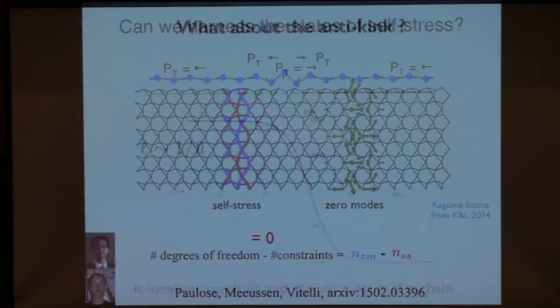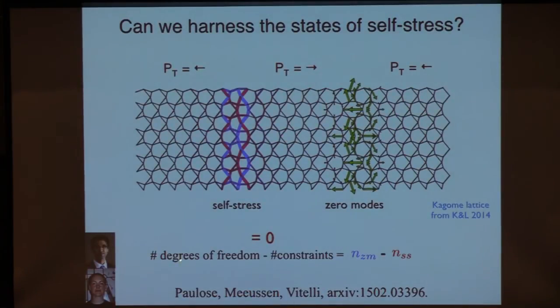Okay? And you remember that we had started this discussion by saying number of degrees of freedom minus number of constraints is the number of zero modes minus the number of self-stresses. We were saying the states of self-stress are like assignment of tensions in the bonds that are redundant, so they do not result in displacement of the nodes. And I told you, well, they're useless. Well, let's see if they're useless or whether there's something that you can use.